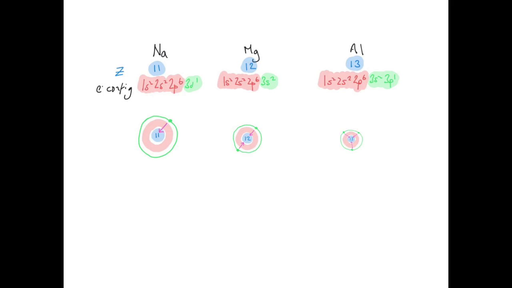So, in essence, having a good appreciation of the concept of effective nuclear charge helps you describe and explain trends across rows in the periodic table, such as atomic radius, such as electronegativity, such as first ionization energies, and electron affinities. I hope that this short video has helped explain effective nuclear charge.